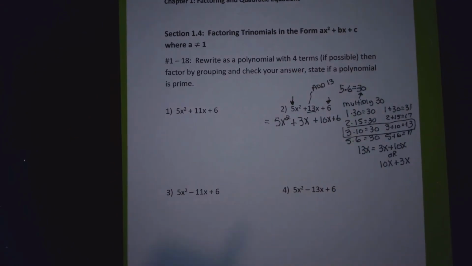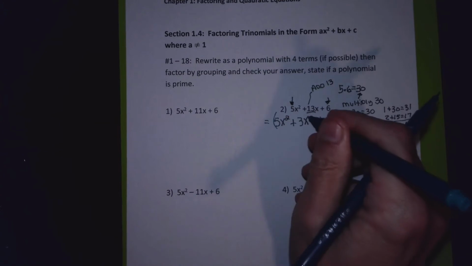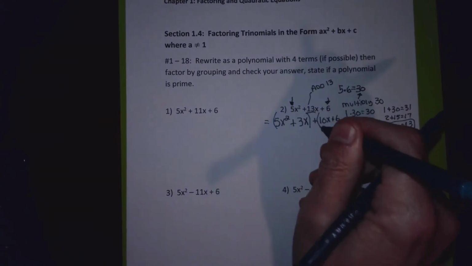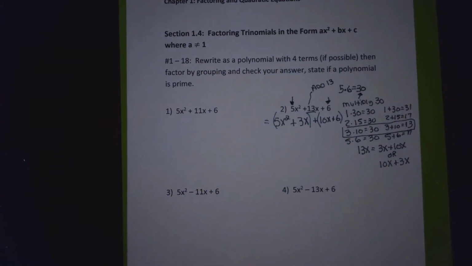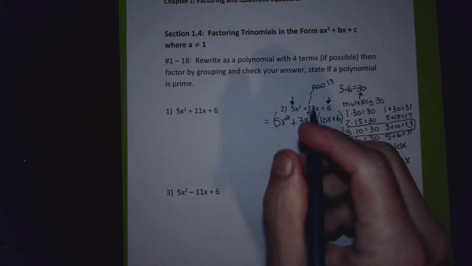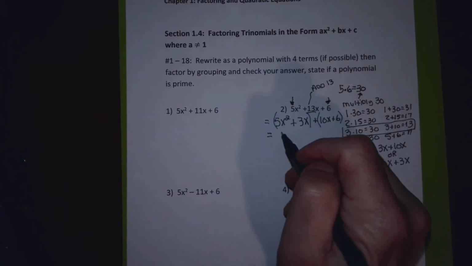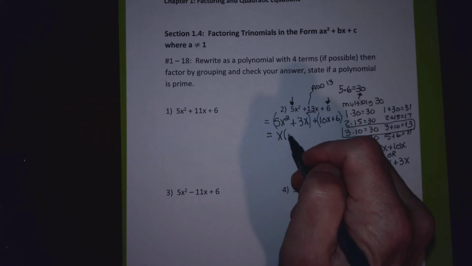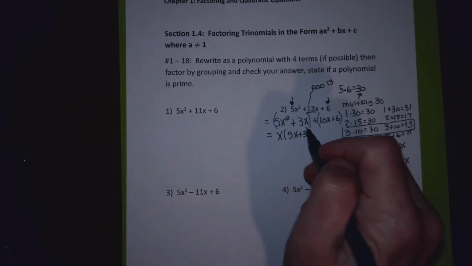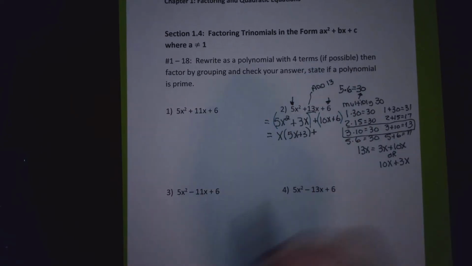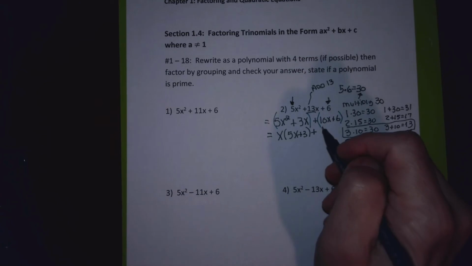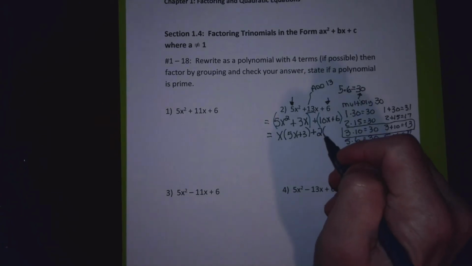So I've broken it up into 4 terms, and now I'm going to introduce my 2 parentheses and factor by grouping. My first parenthesis is just a common factor of an x. I'm going to factor out the x, and I'll be left with a 5x plus 3. My second parenthesis is a common factor of a 2. That's the biggest number that divides evenly into 10 and 6. I'll factor out a 2, and I'll be left with another 5x plus 3.